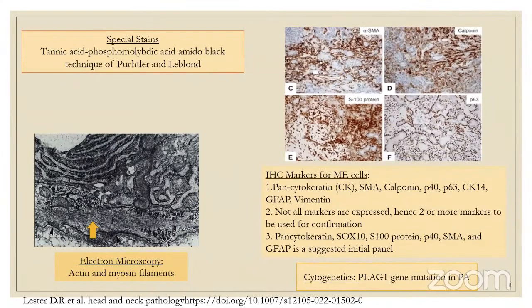There are certain special stains and IHC markers for detection of myoepithelial cells like pancytokeratin, SMA, calponin, P40, etc. But not all the markers are generally expressed together. Hence, a combination of 2 or more markers should be used for confirmation. The suggested initial panel is the use of pancytokeratin, SOX10 stain, S100 protein, P40, and GFAP.